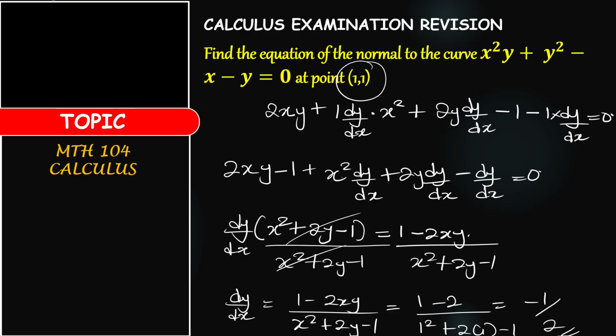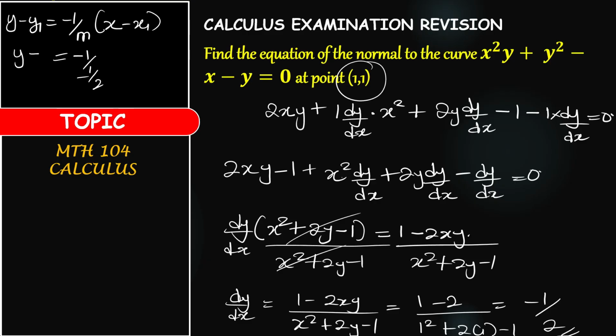Now how do you find the equation of the normal? For the equation of the normal, this is our dy dx. The formula is y minus y1 is equal to minus 1 over m bracket x minus x1. So this gives us y minus, where is our y1? Our y1 is the one that was given initially. It's equal to minus 1 over m. What is our m? Our m is minus 1 over 2.